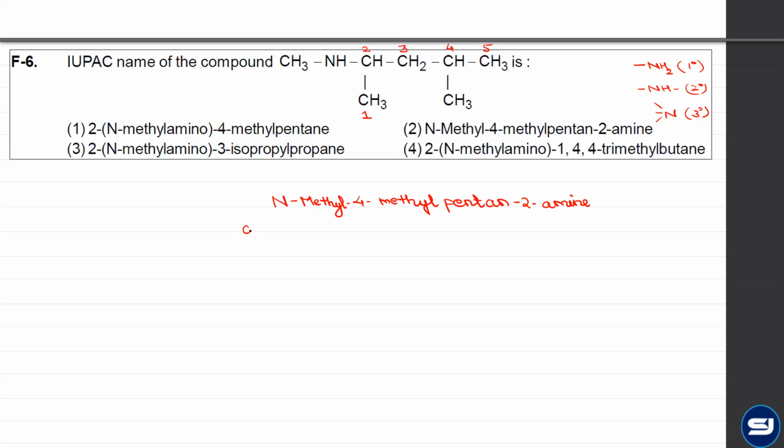आता है समझ में? Yes, sir. अच्छा, this particular name could also be written as N,4-dimethyl, indicating 2 methyl, 1 on nitrogen and 1 on 4th carbon of the parent chain. This would also be the valid name. लिख लो alternate name.